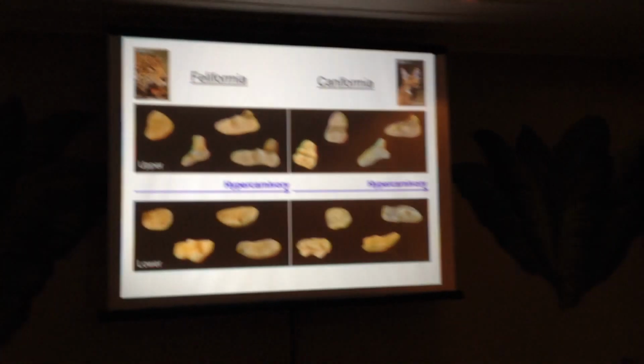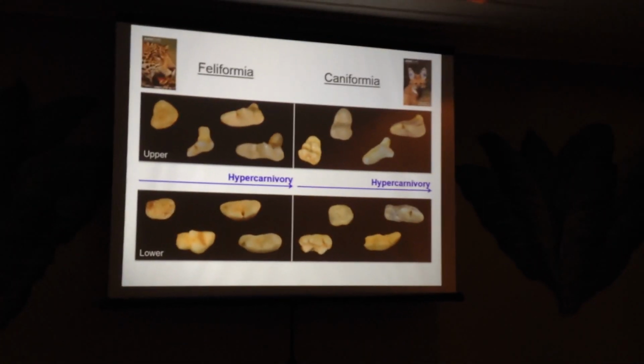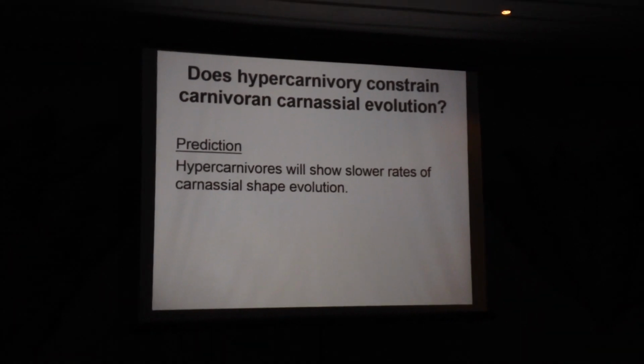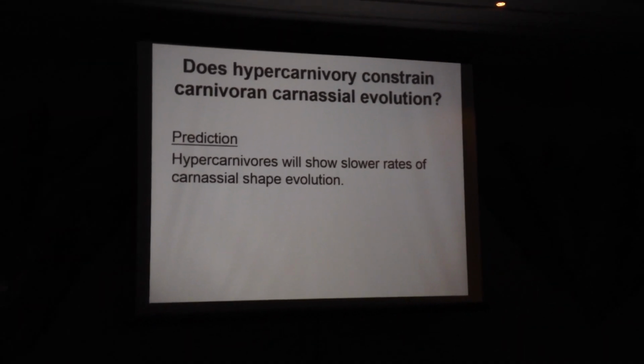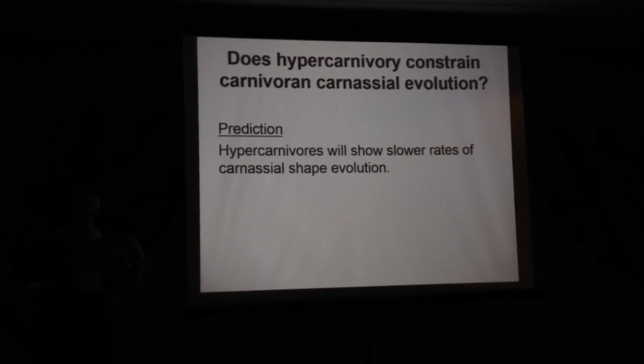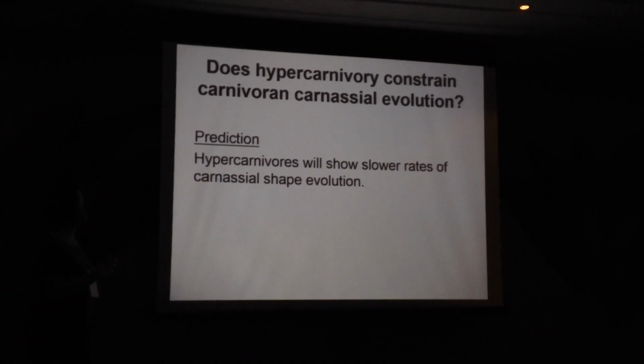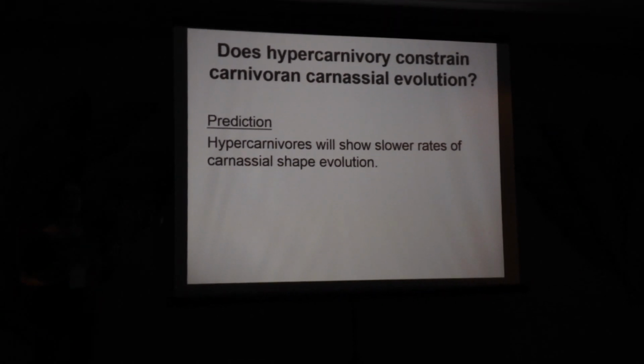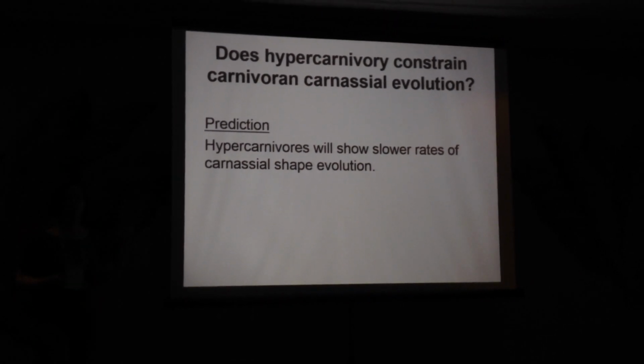So I'm going after a very simple question here. The prediction that we're looking at is that we're expecting that the hypercarnivores will show much slower rates of morphological evolution in terms of the carnassial shape than the rest of carnivores, because the expectation is that they're under strong functional constraint.